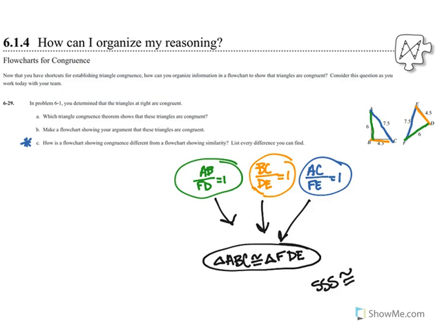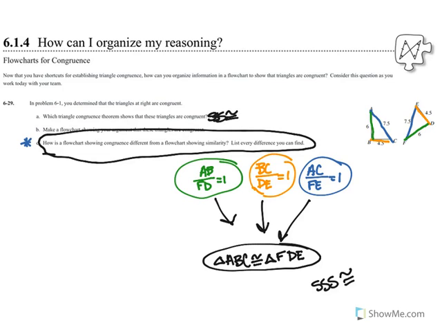So it says, which triangle congruence theorem shows that these triangles are congruent? We're going to say side, side, side congruence. Make a flowchart showing your argument that these triangles are congruent. And then this last part is what you have to answer in your notebook. You and a partner can work on it together if you'd like. It says, how is a flowchart showing congruence different from a flowchart showing similarity? List every difference you can find. There's some pretty obvious ones, but also pay attention to this part. What's really specific about congruence when you're comparing sides? That's a big one that I want you guys to list.